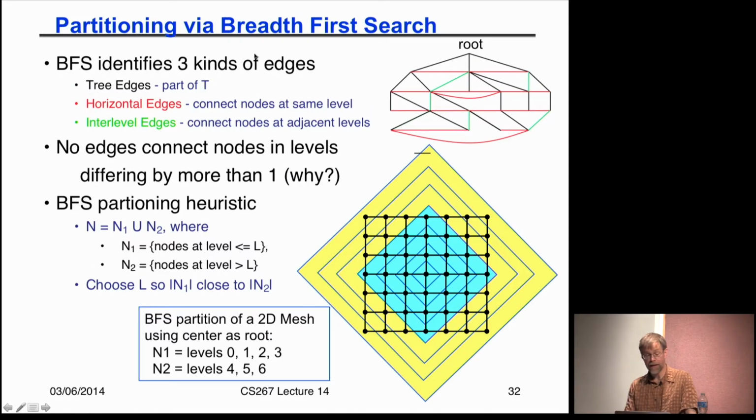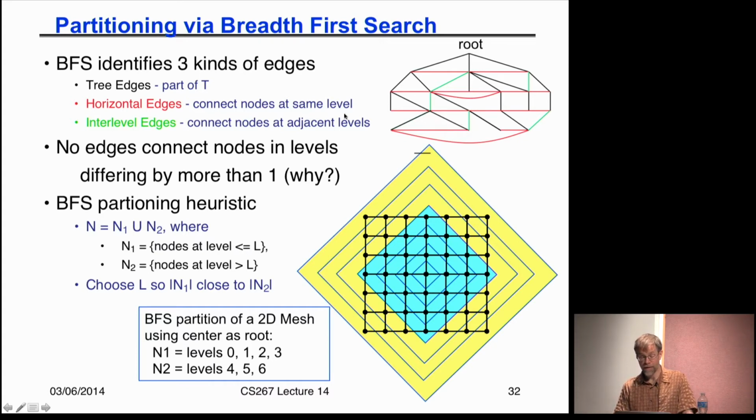And there are 3 different kinds of edges. There's the tree edges, the black ones, the shortest paths from the root to each vertex. The horizontal ones, which stay at a level. And then the ones that aren't in the tree but go from level i to level i plus 1. And as I said, there are no edges that go beyond 2 levels or more, right? Otherwise, I would have built the wrong tree.